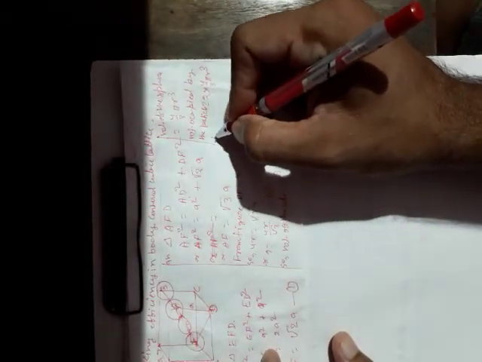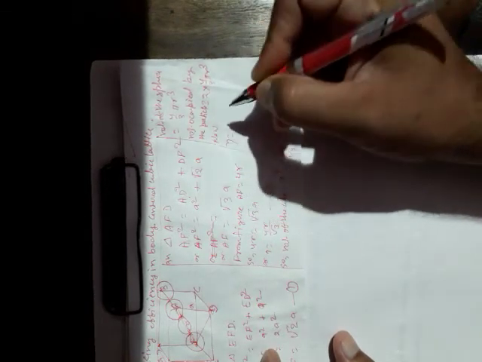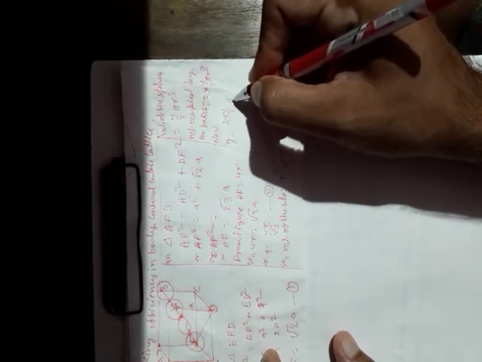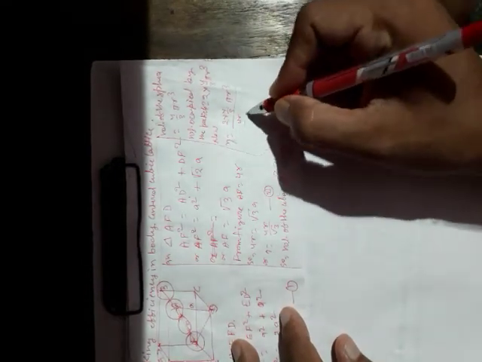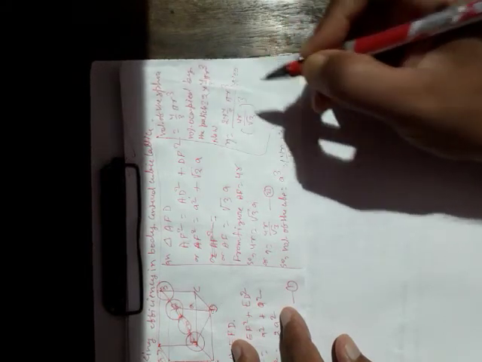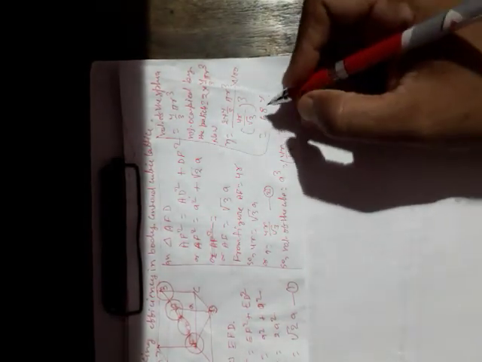Now packing efficiency eta will be equal to 2 into 4 by 3 pi r cube divided by 4r upon root 3 whole cube, into 100. When this is solved, we get 68%. That is, in body-centered, packing efficiency is 68%.